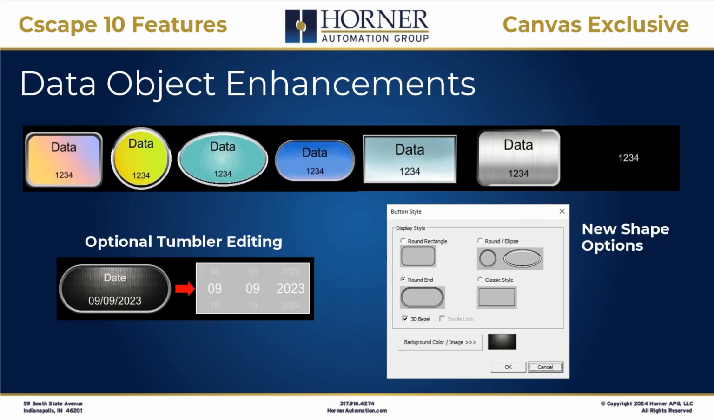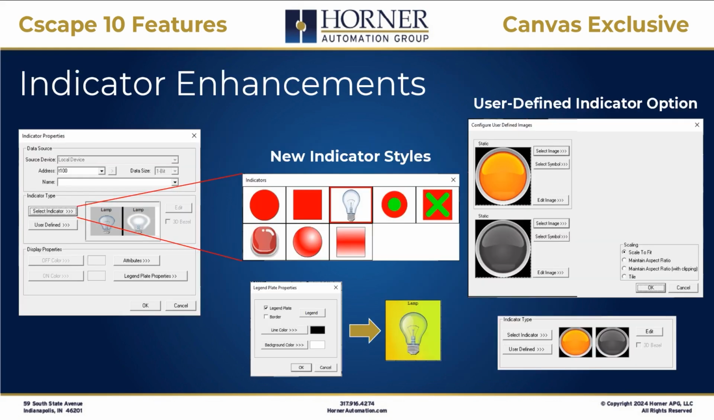Some other enhancements in Canvas for Cscape 10. Your data objects, the objects that are used to display numeric data or ASCII data or maybe time and date information. You've got more options there in terms of not only the shape of those objects, but also, optionally, you can change the way that the user edits those on the unit at runtime. You can decide, if you choose, to have the user utilize a tumbler control for modifying data if that makes the most sense for that particular data field. So that's a new option for Cscape 10.